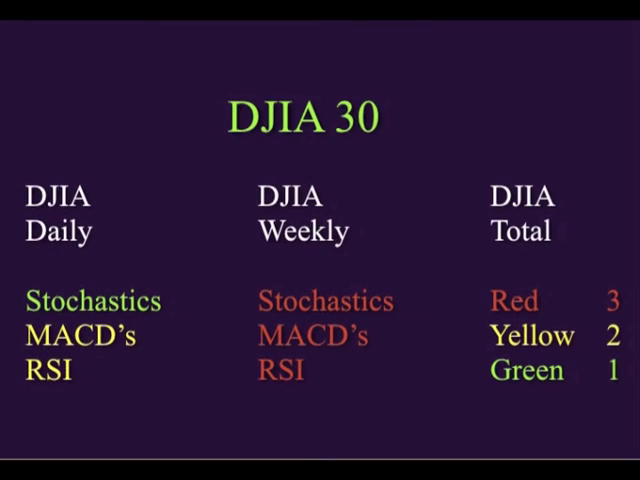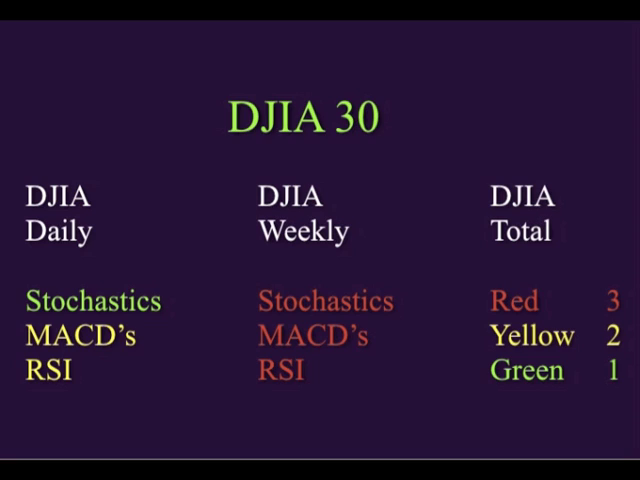And so summing things up for the Dow Jones Industrial Average, we analyzed daily charts and the weekly charts. On the daily charts, we felt positive about the stochastics as they were oversold, so we gave this one a green mark. And MACDs and relative strength index, they were neutral. We gave those yellow marks as things did improve there as well.